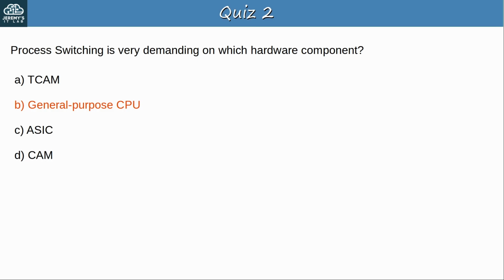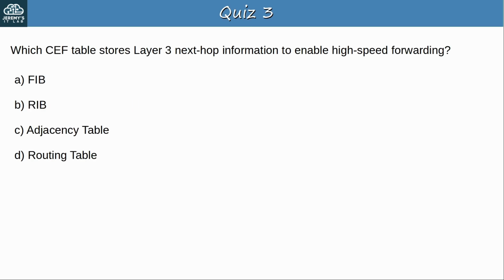Okay, let's go to question 3. Which CEF table stores layer 3 next hop information to enable high-speed forwarding? Pause the video now to select the best answer.